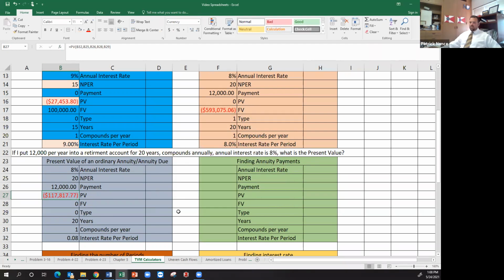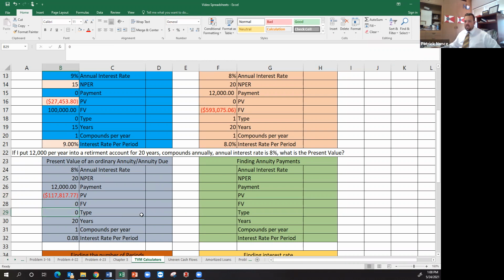So the value of that $12,000 payment every year at the end of every year for the next 20 years is $117,817.77. That's an ordinary annuity, so the assumption is that I'm paying that at the end of each year. The only difference between an ordinary annuity and an annuity due is the timing of the payments.